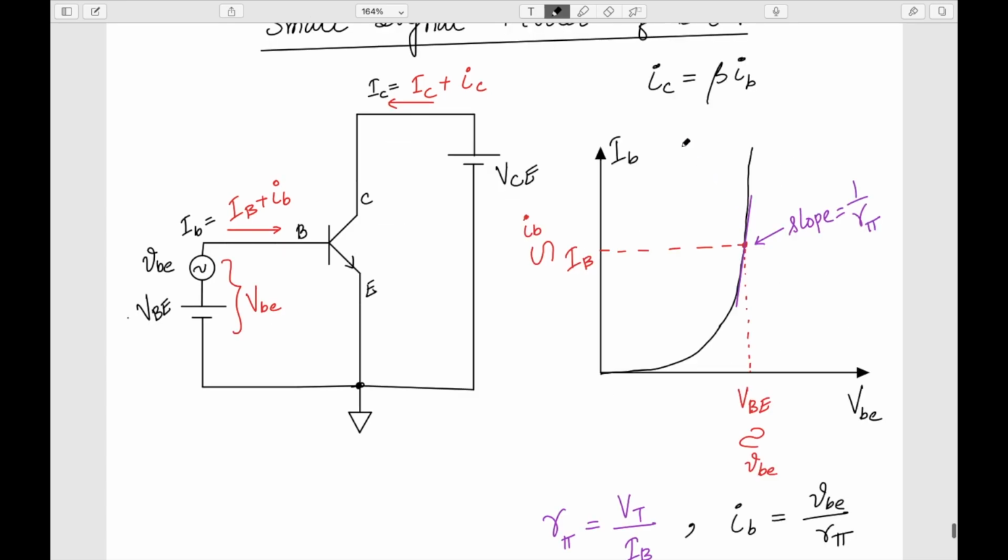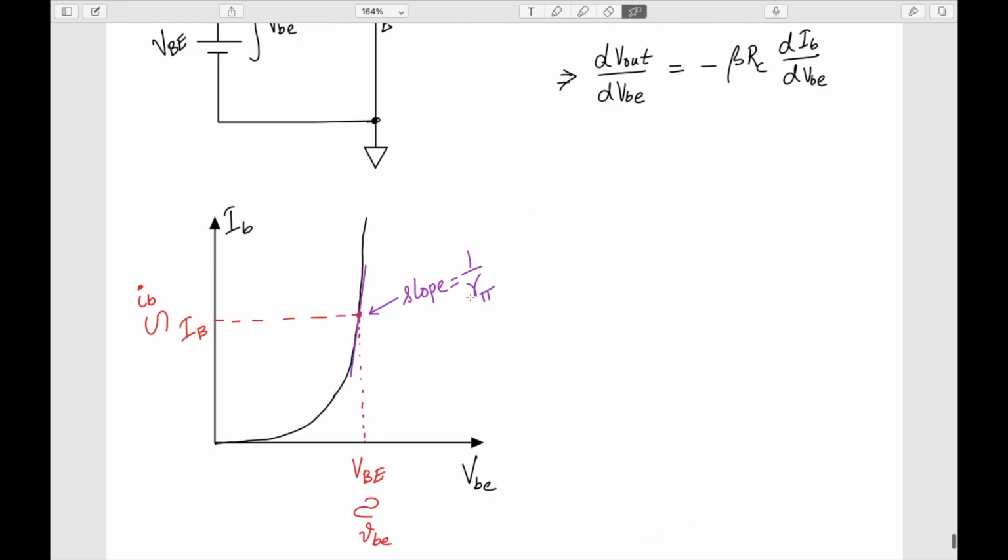So basically what I'm doing here is the differentiation of this IB with respect to VBE. This is the characteristic curve of IB versus VBE as discussed in the last lecture. So let's copy this figure. Here we are differentiating dIB with respect to VBE. Basically we are trying to find out the slope, and this expression is nothing but the slope. So this will be the slope at a point where my IB is equal to IB, and at this point the slope is equal to 1 by r pi.